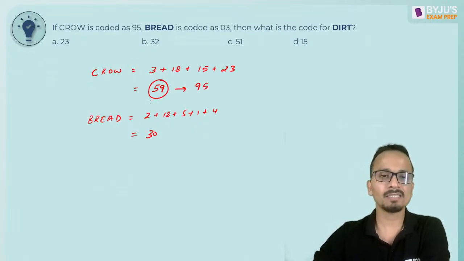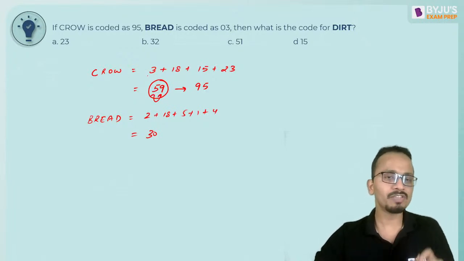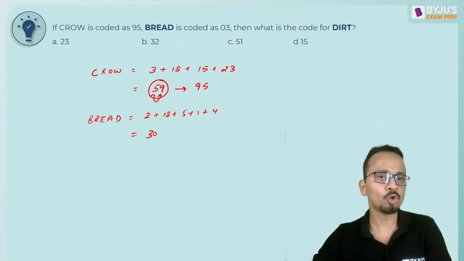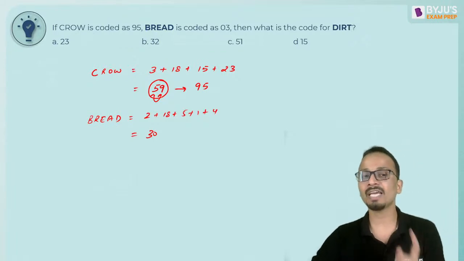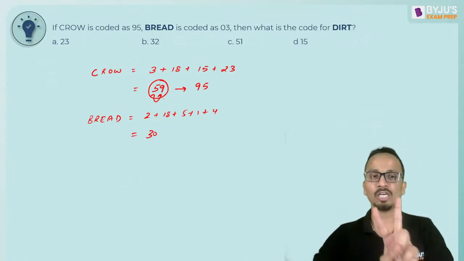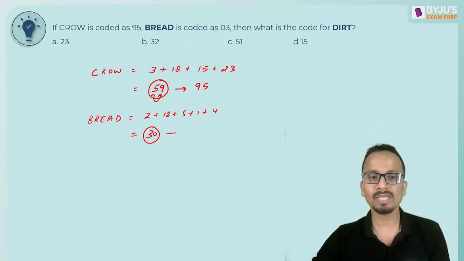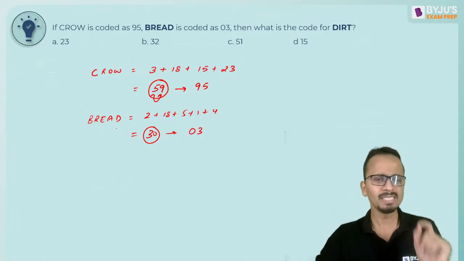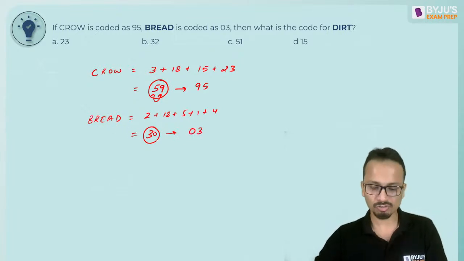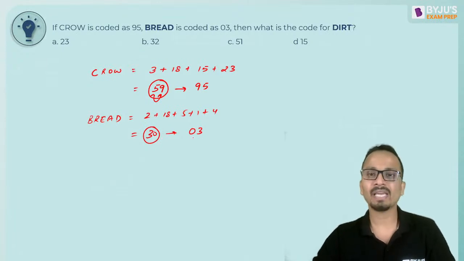So you can see that we have interchanged the position of these numbers. So the sum of the alphabets which was there in the crow was 59, and 59 is now written as 95. So we have just interchanged these digits. Now the same has happened with 30. So 30 was made 03. So bread, the sum of all the alphabets was 30, okay, and it became 03.